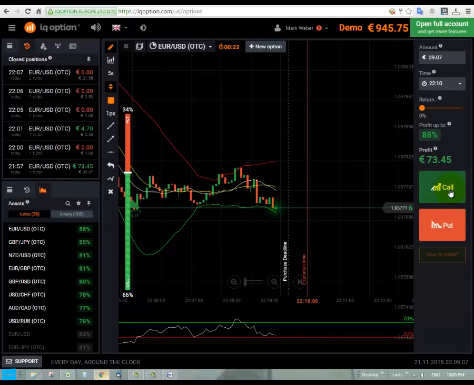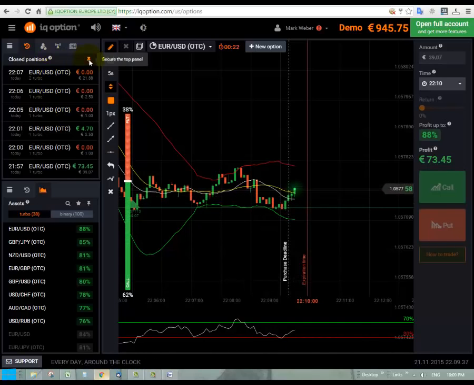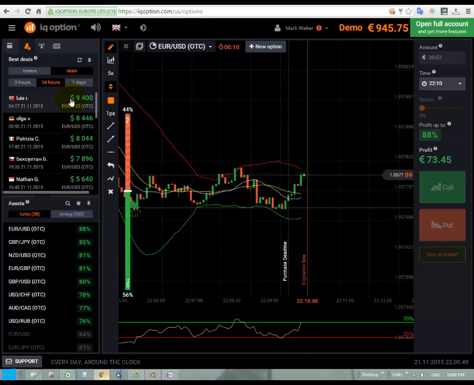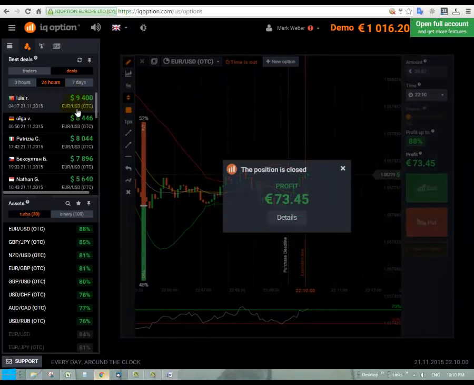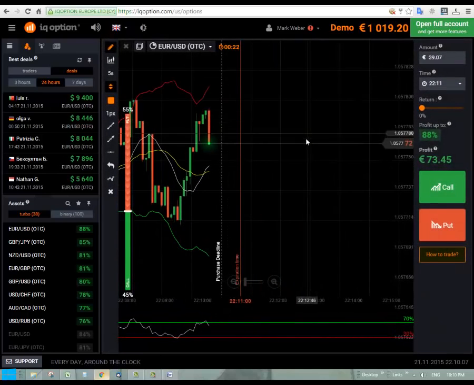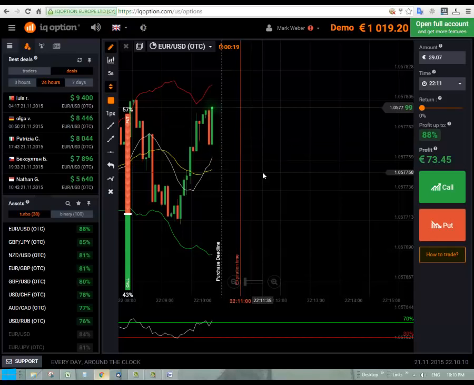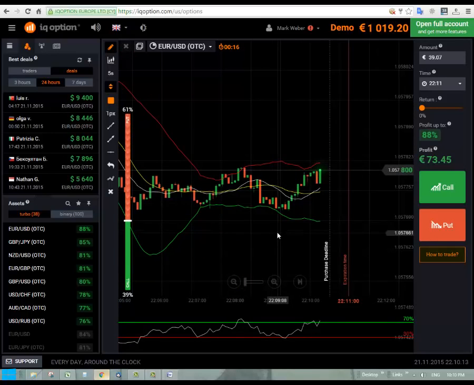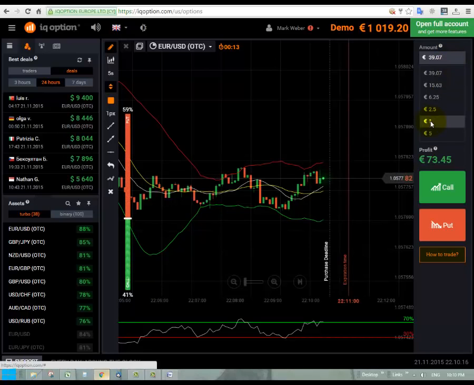Now we will make the call. You can see that the RSI hit the 30% oversold indicator. And there it is, our profit. Okay, that was a little bit anxious, but we will try one more time. We will set up for 1 euro.